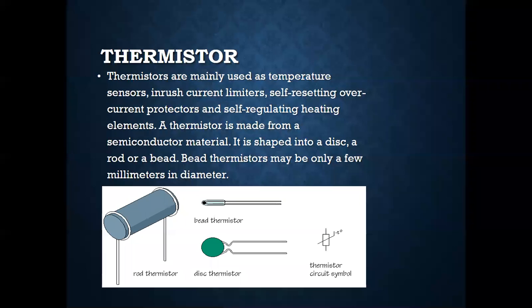Thermistors are made from semiconductor materials. Different types and shapes are available. This is a rod thermistor. This is bead thermistor. This is disc thermistor. You can see the symbol of a thermistor. Here it is shown with -T. That means it is the symbol of an NTC, negative temperature coefficient.